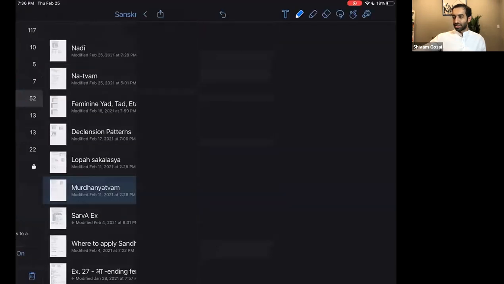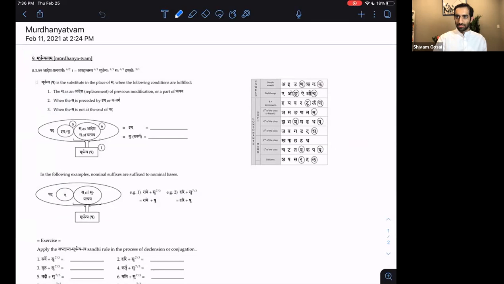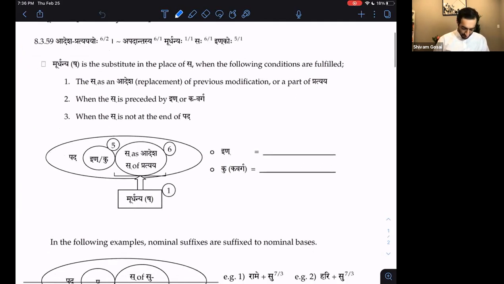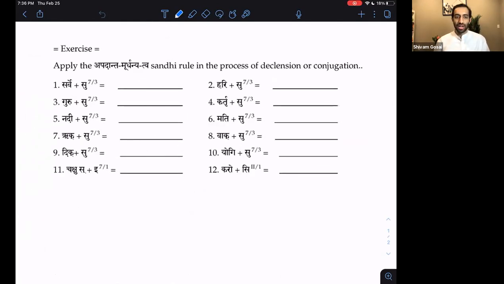So this is Murdhanyatva-sandhi. It should look like this. We were just looking at this and we started this. Murdhanyatva-sandhi is really useful when we see it in 7-3: sarve plus su becomes sarve shu, hari plus su becomes hari shu. The sa, the dental sakara, becomes the Murdhanya shakara. That's what this rule is used for. So we can go back up.